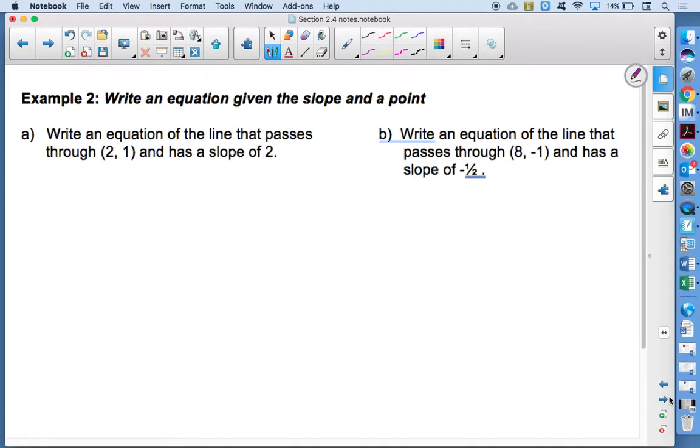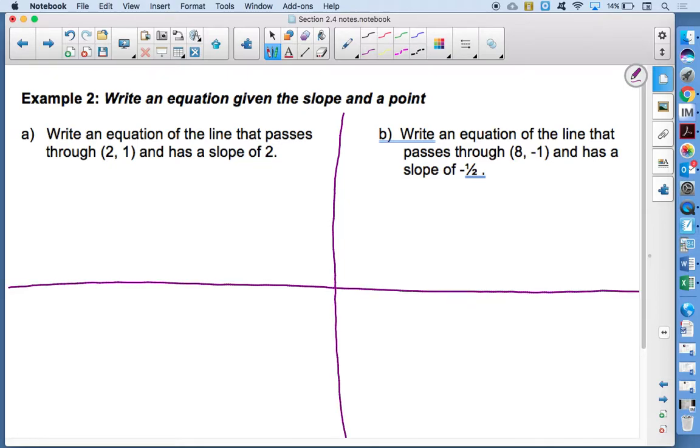The next group, for example 2, I would like you to draw 4 boxes, because I want to show you how to use point slope form so that you don't always revert to y-intercept or slope-intercept form. We'll do it both ways, just so that you can see the difference.